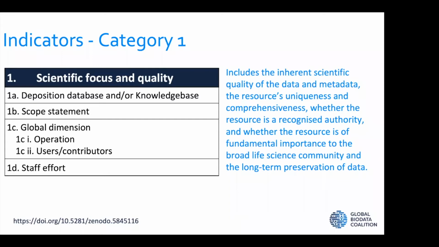So category 1, the subcategories describe whether the data resource is a deposition database or a knowledge base. There's a description of the scope of the information within the data resource. There is a section about the global dimension in terms of the operation of the resource and the users and contributors that use it and send information to it. And there's also a description of the staff effort and how that plays out over the years.